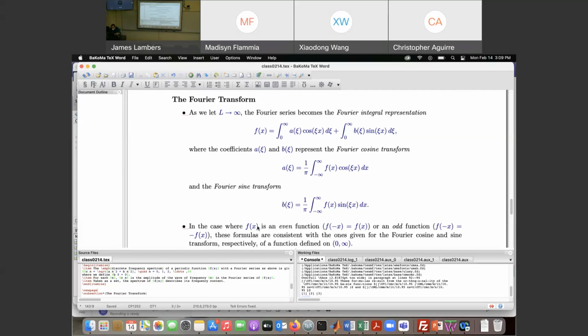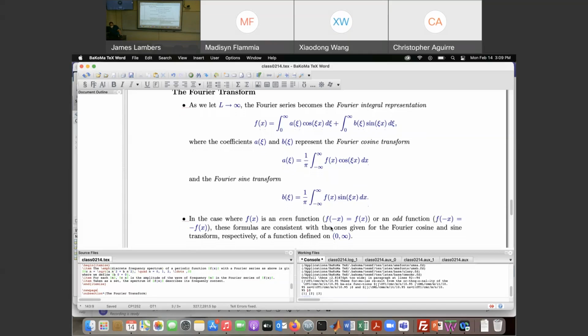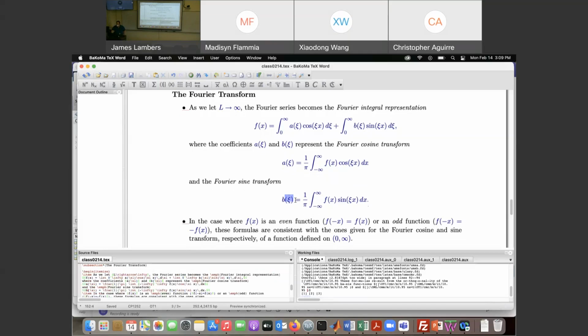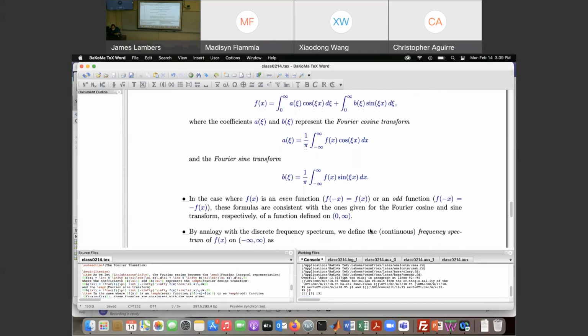Now, if f has some symmetry, like if it's an even function, like cosine, or an odd function, like sine, or if it's an even function, it would also be like even powers of x, like x squared, as opposed to odd powers of x, like x cubed. Then, when you get a Fourier sine and cosine transform, if f is an even function, then B(c) would be 0. And similarly, if f is an odd function, then this part would be 0. And then you just have the Fourier cosine and sine transforms that we saw before.